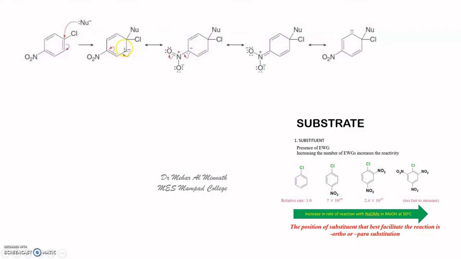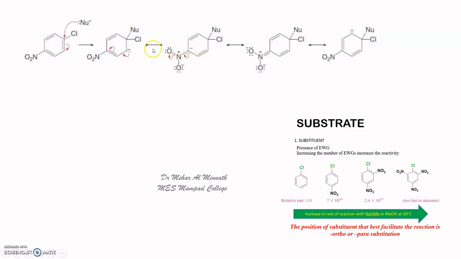Now, as I explained to you earlier, the negative charge on the carbanion will take part in the resonance. In one structure you will have the negative charge on the carbon to which the electron withdrawing group is attached. So here you have it on the para carbon. It will also be present on the ortho carbon here.